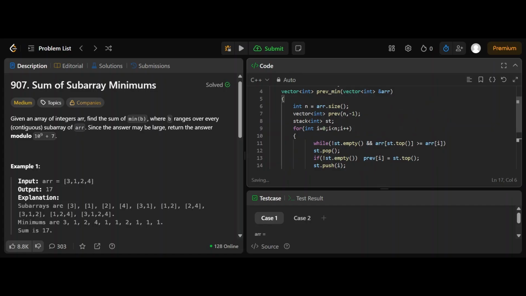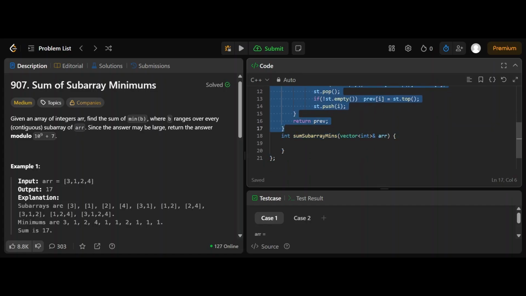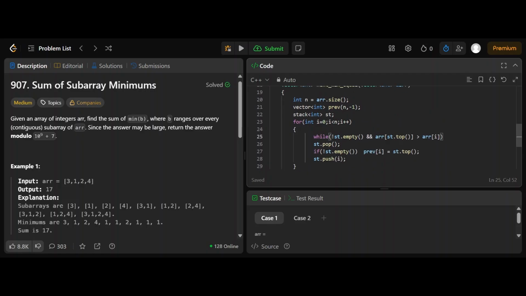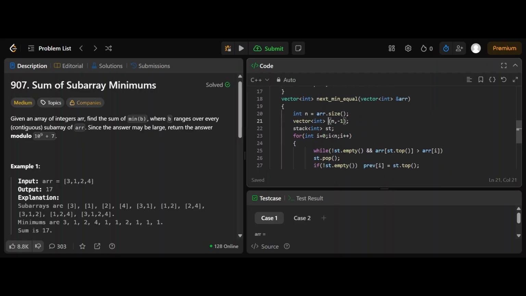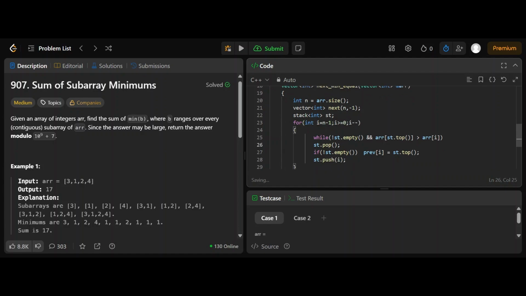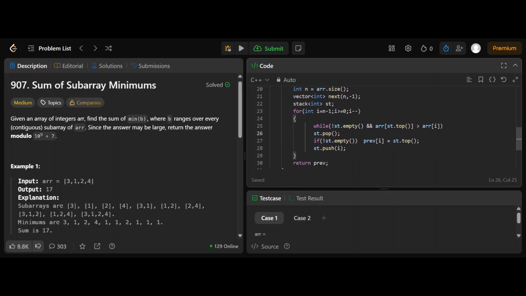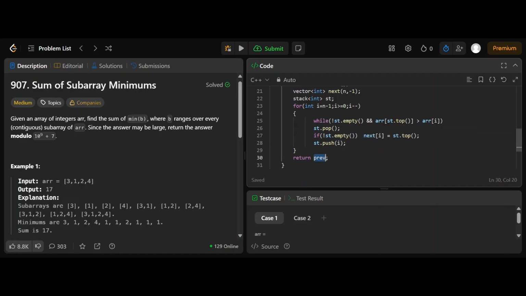Okay, the same thing happens for the function we have to make, next minimum equal. Why? Because we are considering equal also in that case, so we will not remove the equal ones. This is the next array. This will be n minus 1 till 0. While not stack dot empty and it is greater than array of I, we will remove it, not equal to. If it is not empty, we will store next of I as stack dot top and we will push I. And we will return the next.